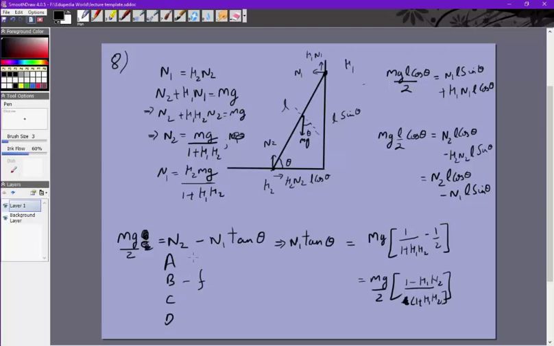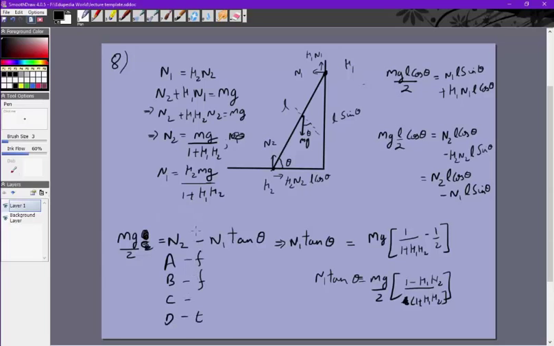Then option A and option D suggest that mu1 is 0. So if mu1 is 0, this equation becomes just mg by 2. So if mu1 is 0, n1 tan theta is mg by 2. So option D is correct, and of course option B is false because n1 is not equal to n2. They differ by a factor of mu.